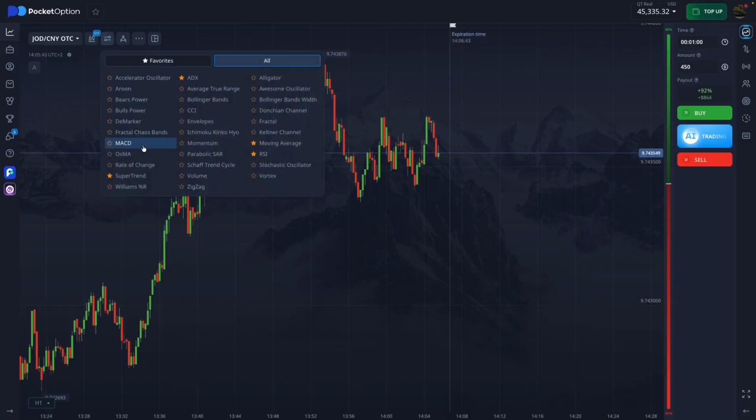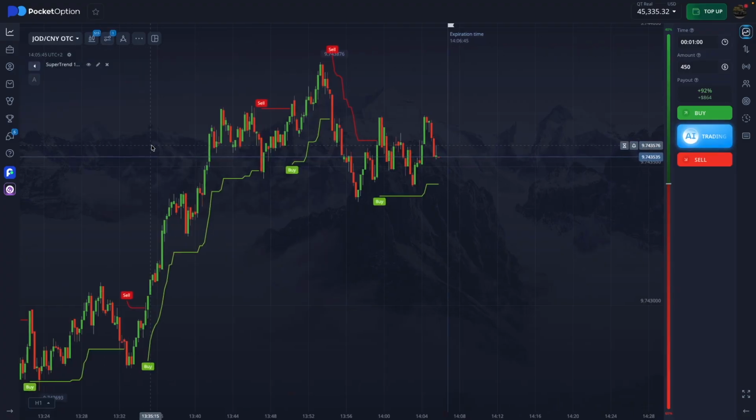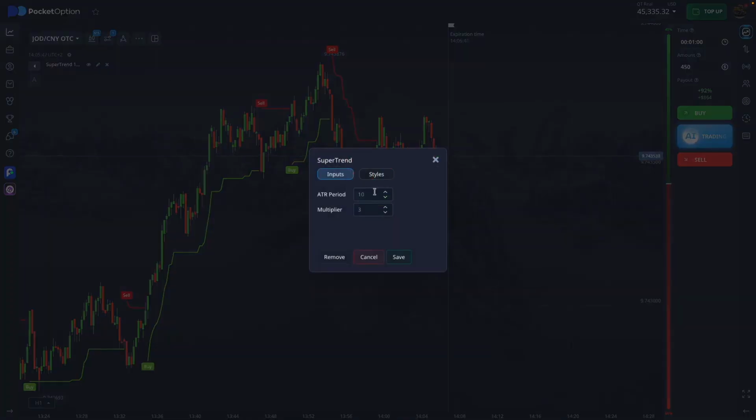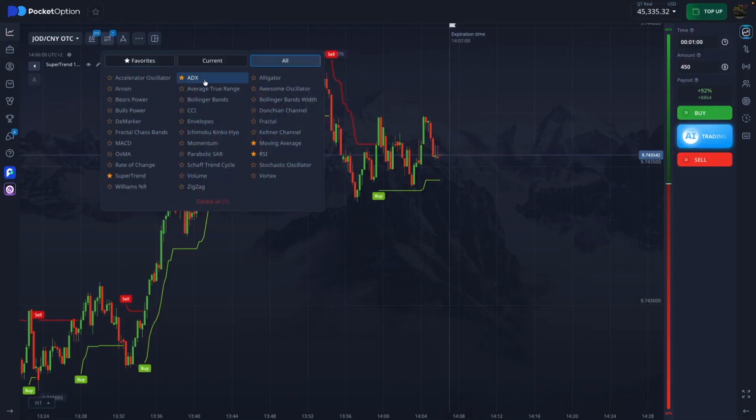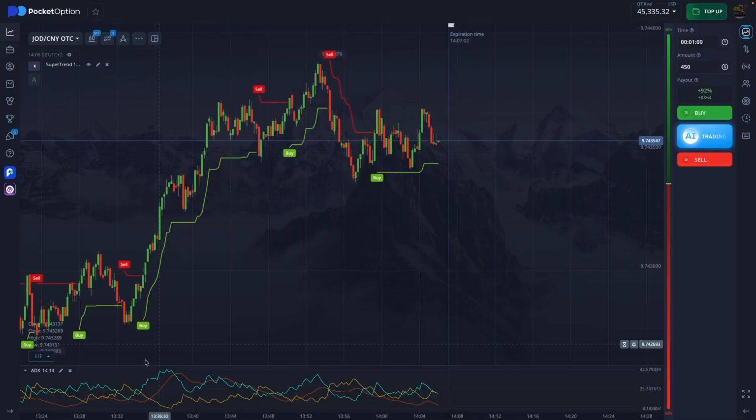Now I'm adding indicators. The first indicator I'm going to use today is called Supertrend. I add it to the chart, go to Settings, and I increase the period to 12 and set the multiplier to 2.8. The next indicator I will use today is an indicator called ADX. I add it to the chart in the same way.